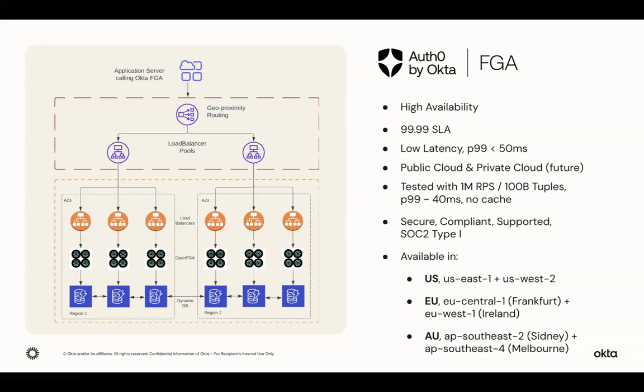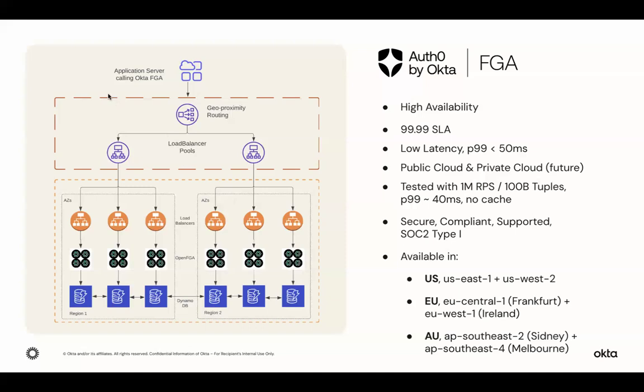Currently, we do only have a public cloud offering for FGA. In the future, we're going to come with a private offering. And the public offering is the same as Okta CIC, which is on AWS. So you always going to have the user application, and the load balancer usually will decide which region to send the user to based on their location.